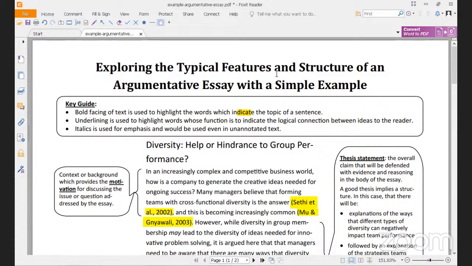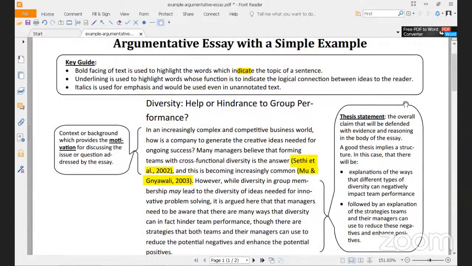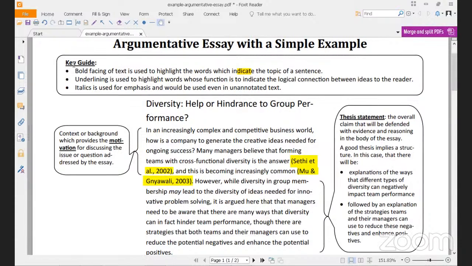So, as I was explaining, students, we have here an example of an argumentative essay. And what I like about this PDF file is that it gives me a breakdown of each of the sections from each paragraph of the essay. And it is also giving us key information. In this case, we have a key guide. Can you help me read these three points, please?